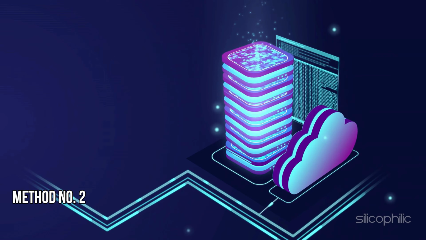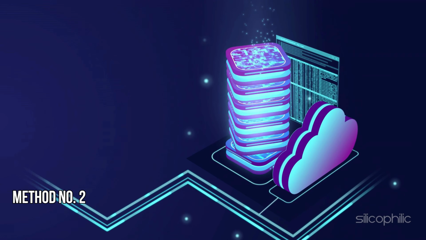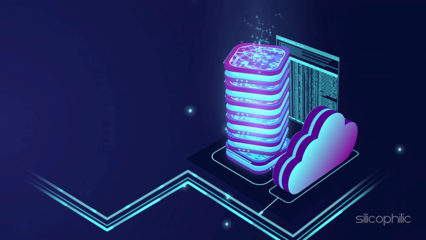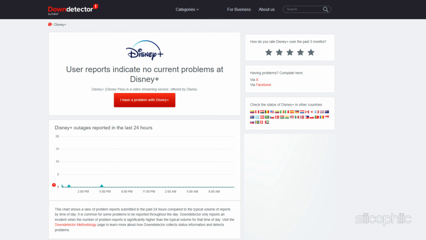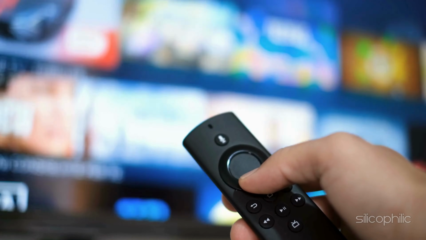Method 2. Check the channel server. The next thing you can do is check for any server outage on the channel's site. You can visit here and check for any server outage. If there is any problem on the server side, then wait for some time and then try again.